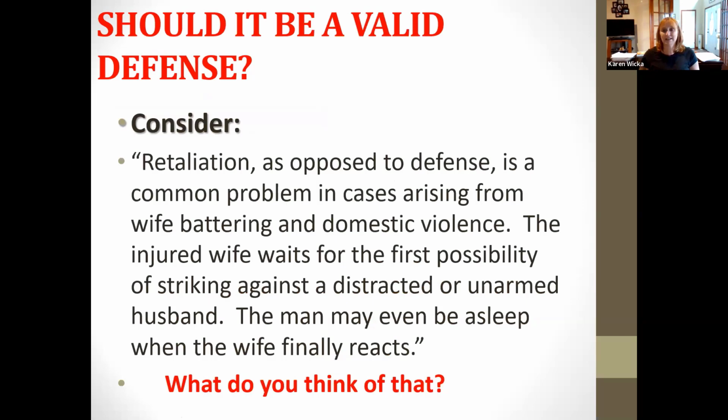So one of the arguments against it is retaliation as opposed to defense is a common problem in cases arising from wife battering and domestic violence. The injured wife waits for the first possibility of striking against a distracted or unarmed husband. The man may even be asleep when the wife finally reacts. So if you do the analysis, you're missing that imminent danger thing at the time. Without that, you don't really have valid self-defense. So I just want you to think about that. What do you think about that? Do you think it should be excused for battered women or battered children?